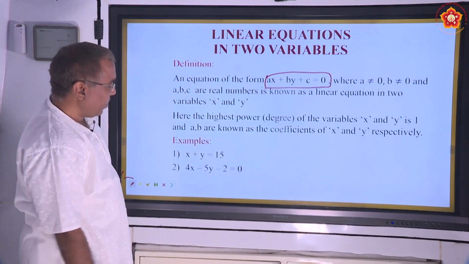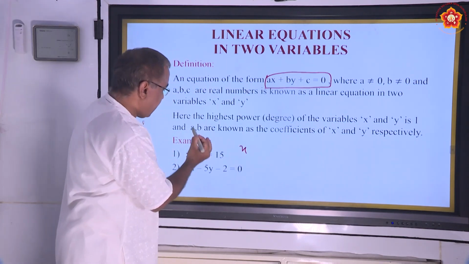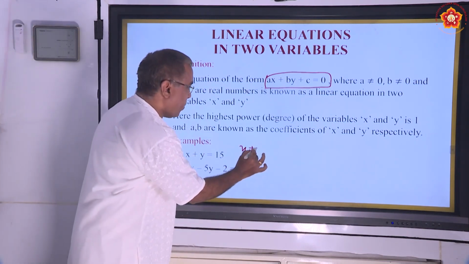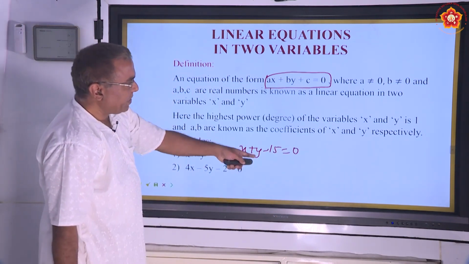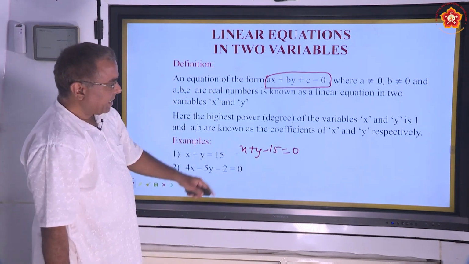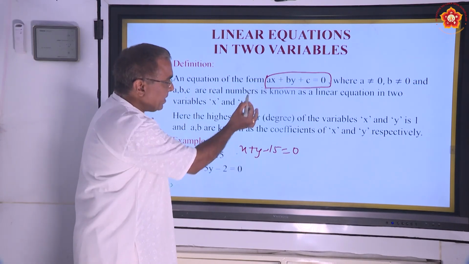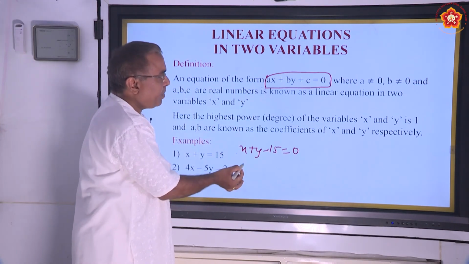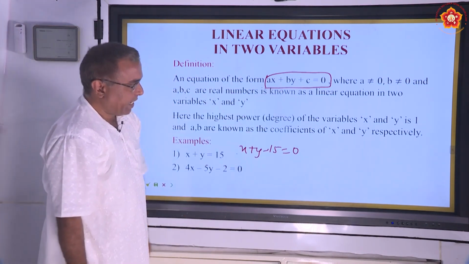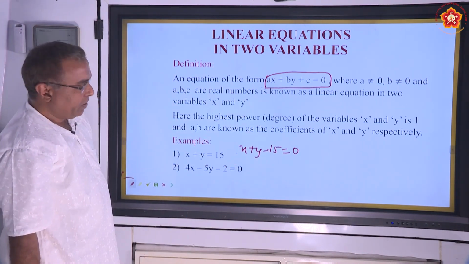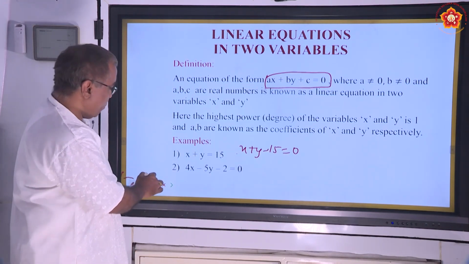Is it in the standard form? Of course, you can rewrite this equation as x plus y minus 15 equals 0. So, on comparison we note that in the place of a, what is there? 1 is there. So, 1x plus 1y, b value also equals 1 and c value equals minus 15. So, this is an example of a linear equation in two variables.